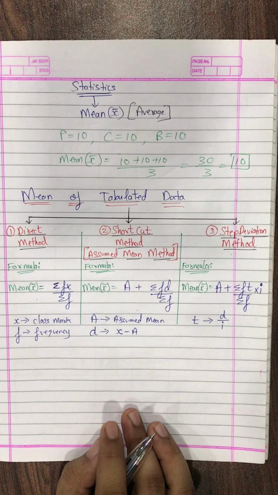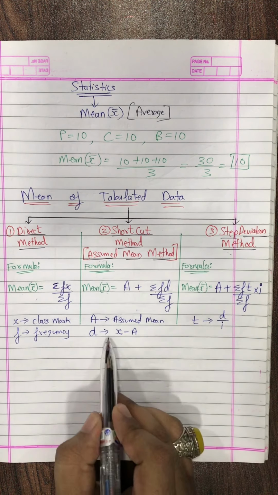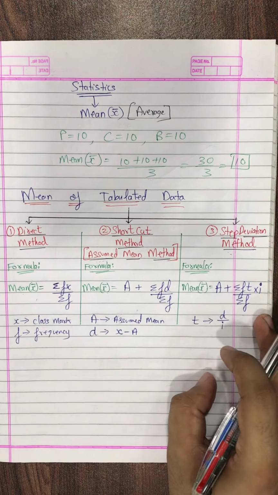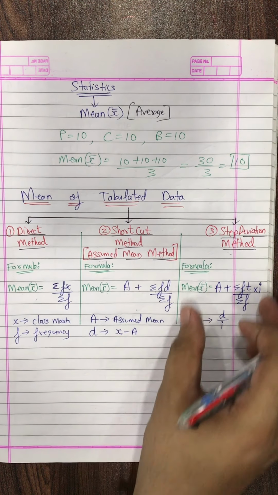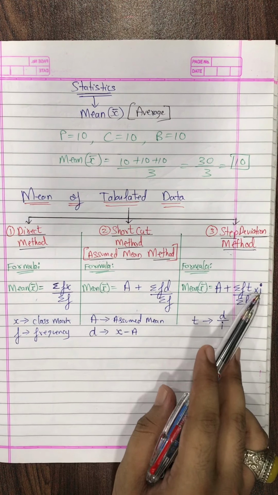Okay, t is what? Small d upon I. And what was d? D is from here. Everything is a chain. You cannot say that I know this formula but I don't know that formula. If you memorize this formula, then only you can go on to the third method.